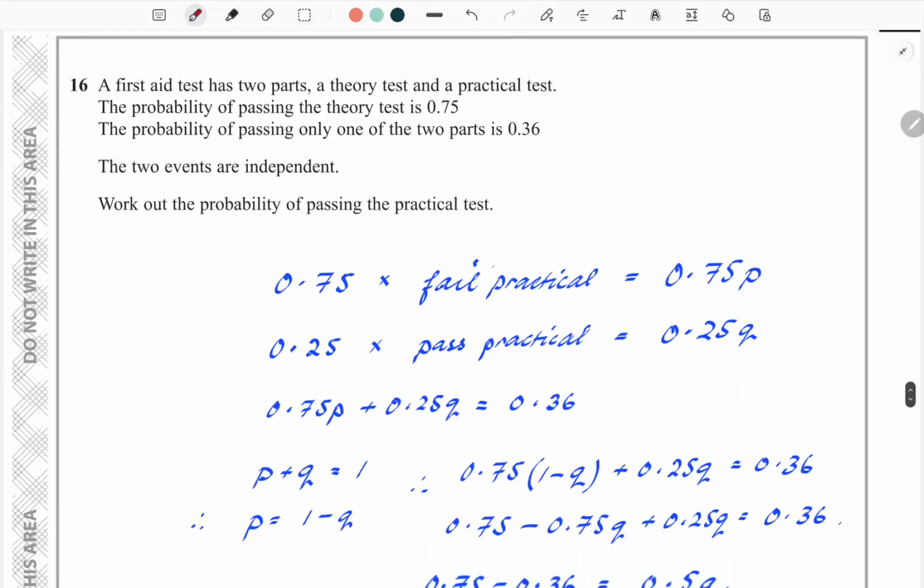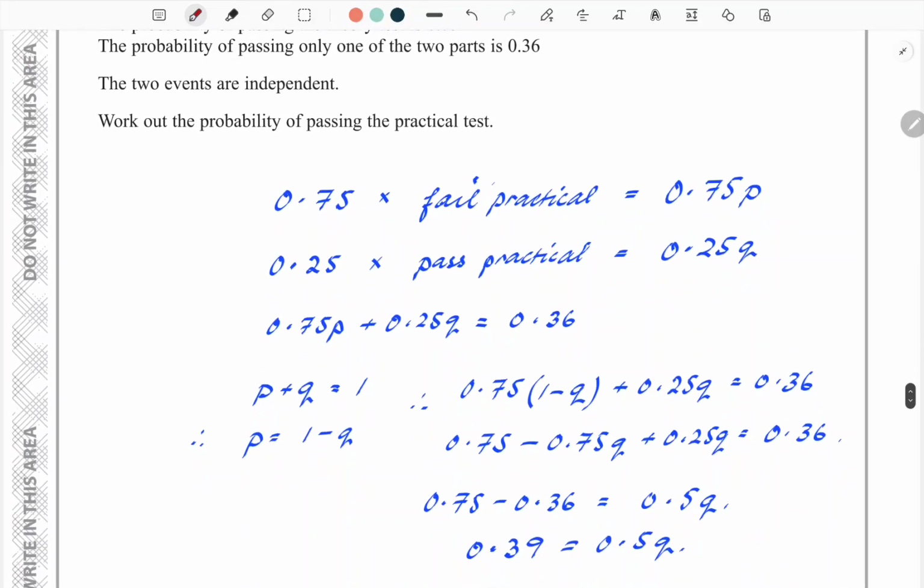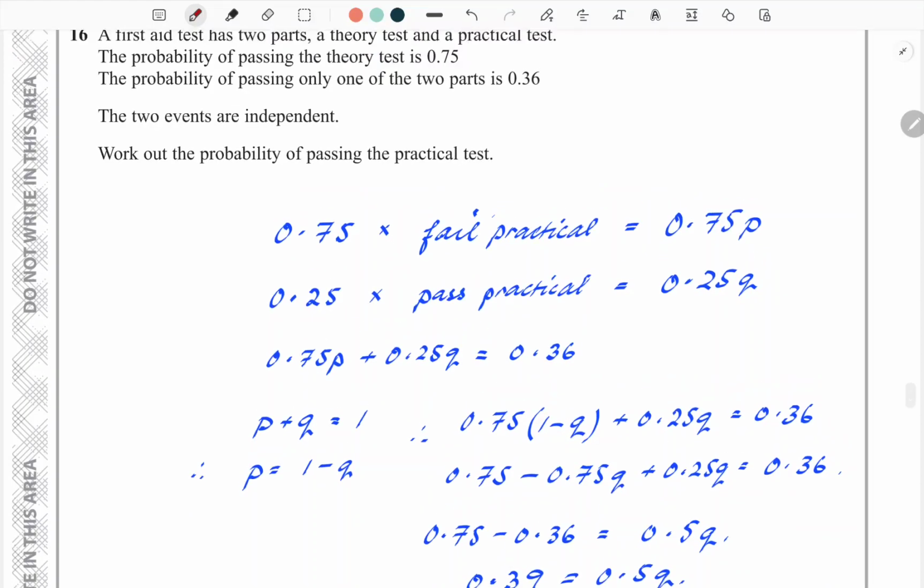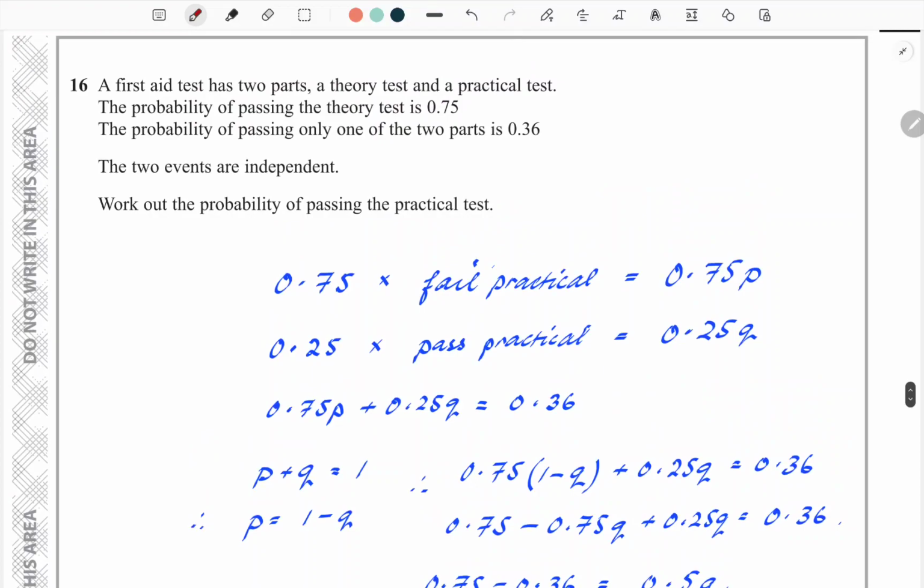Number 16. And this, I think, is possibly the second most complicated question on the whole paper. And you need to think through it very carefully. So a first aid test has two parts, theory and practical. The probability of passing the theory is 0.5.